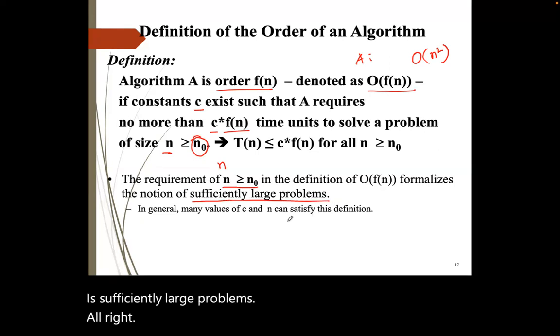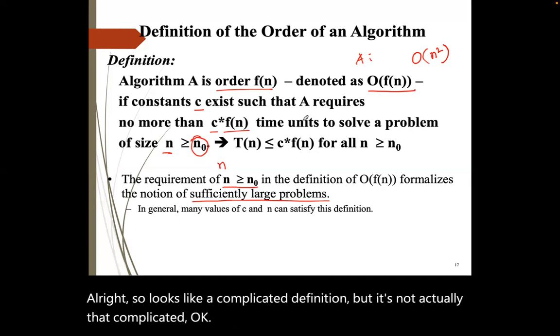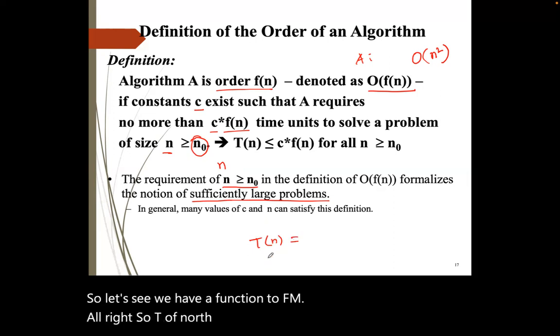All right, so it looks like a complicated definition, but it's not actually that complicated. Let's see, we have a function t of n. T of n is denoted as a runtime function.